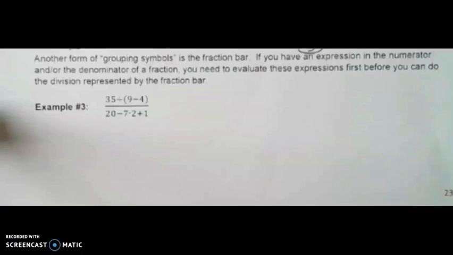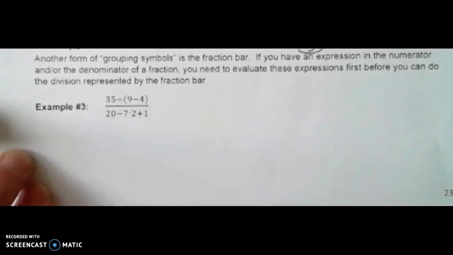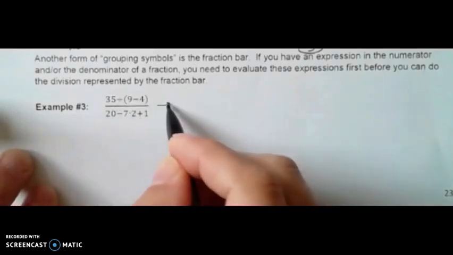Another form of grouping symbols would be the fraction bar. If you have an expression in the numerator and or the denominator of a fraction, you need to evaluate those first before you can do the division represented by the fraction bar. Okay, so I have expressions in both the numerator and the denominator. So what I'm going to do, I'm going to start with the numerator.